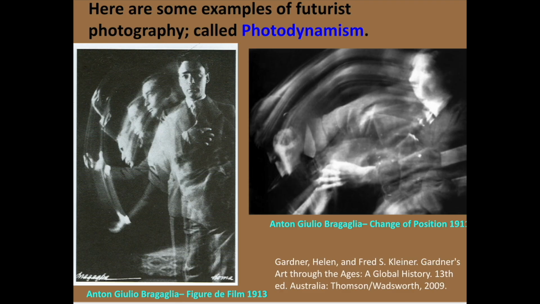In photography, Futurism is known as photodynamism. Hopefully, you noticed that it has a tendency to look blurry because the artists are trying to depict how objects move through space and time. What they're doing is leaving the shutter open longer so that you get a blurred motion in the camera from whatever the figure or object is doing.